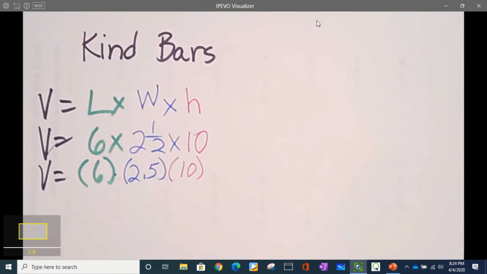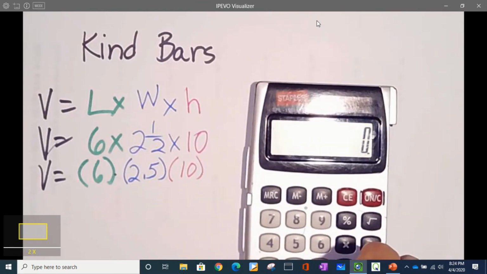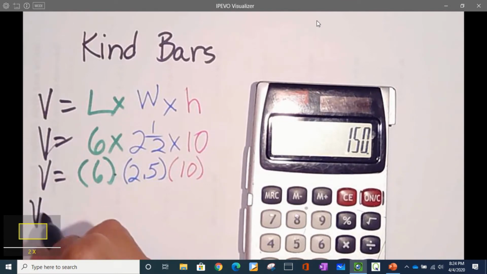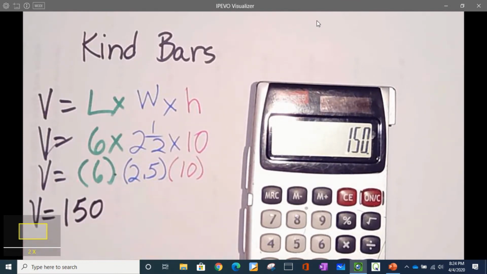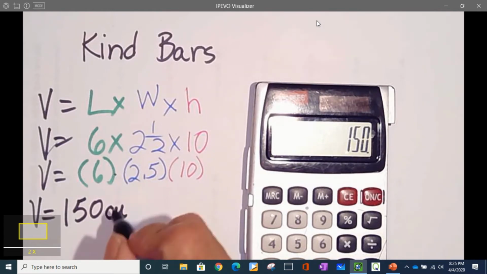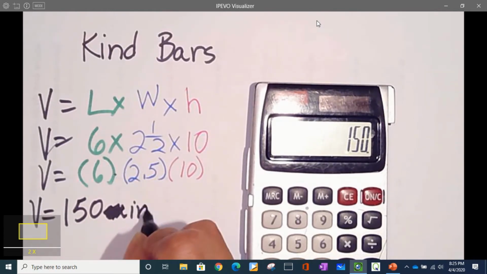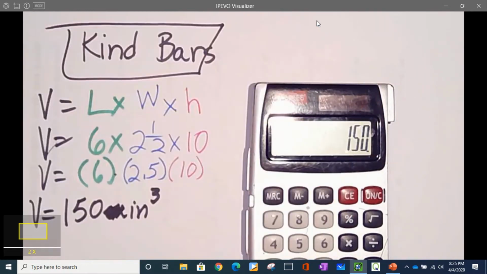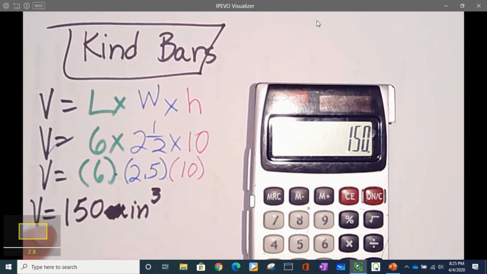All right. Now I just get my calculator and I multiply these numbers here. 6 times 2.5 times 10 equals 150. So my volume equals 150. And we're going to go ahead and talk about cube. And actually, we're talking about inches. Sorry, it is inches. We are working with inches cubed. So that kind bar box, the kind bars, was 150 inches cubed. Excellent.